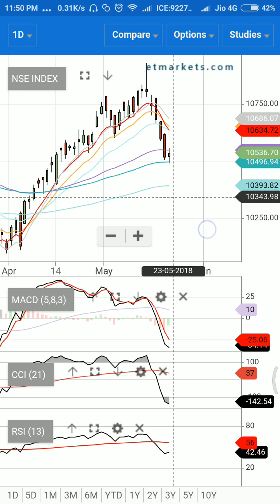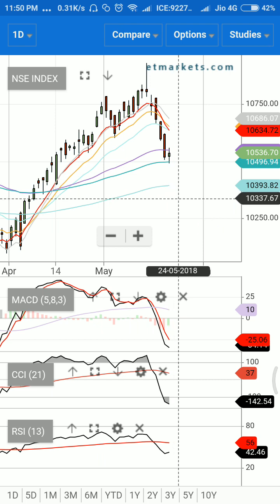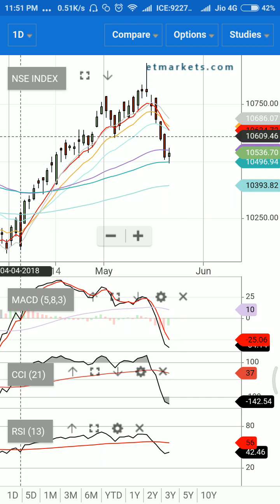So in today's video, what we are going to do is analyze the market's further behavior by analyzing option chain data and various technical indicators. First we'll discuss the price action.